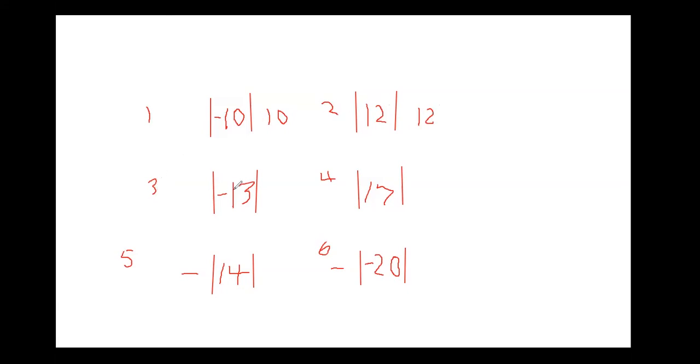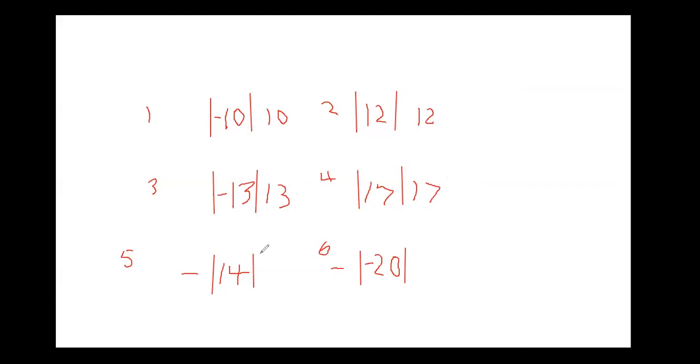Number 3, negative 13, the absolute value of negative 13 is the same as number 1, the absolute value of negative 10 becomes 10. You get rid of the negative, it just becomes 13. All right? Now, number 4 is the same as number 2. Any positive number has absolute value around it, it just stays the same. 17. Now, number 5, this is where it gets tricky.